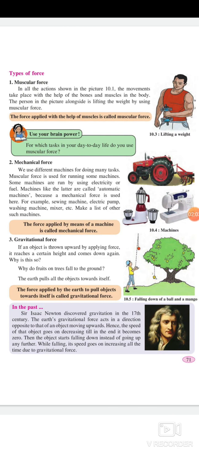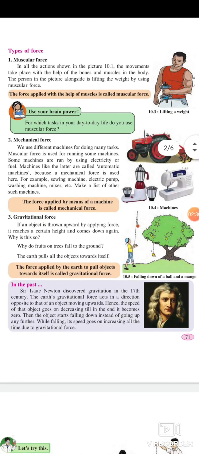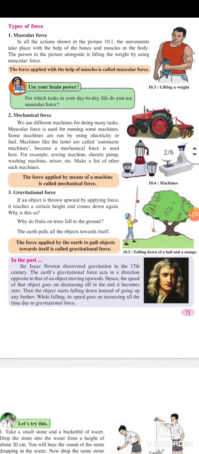Mechanical force. We use different machines for doing many tasks. Muscular force is used for running some machines. Some machines are run by using electricity or fuels. Machines like these are called automatic machines because a mechanical force is used here. For example, sewing machine, electric pump, washing machine, mixer, etc. Make a list of other machines. The force applied by means of a machine is called mechanical force.